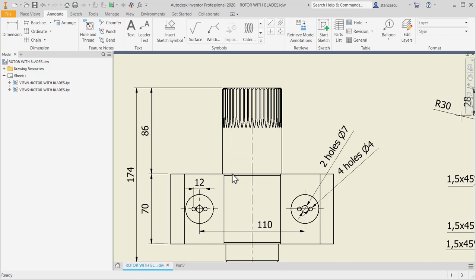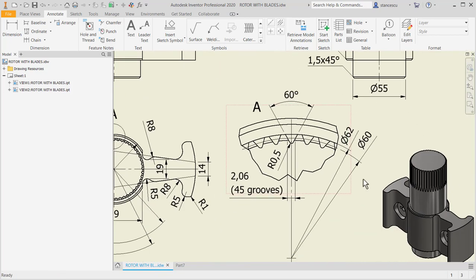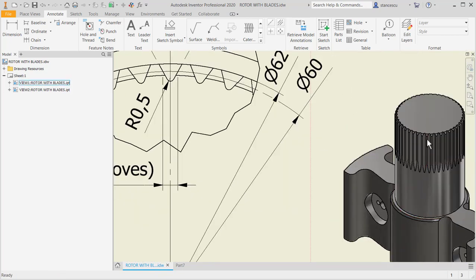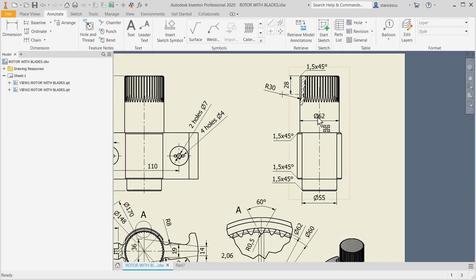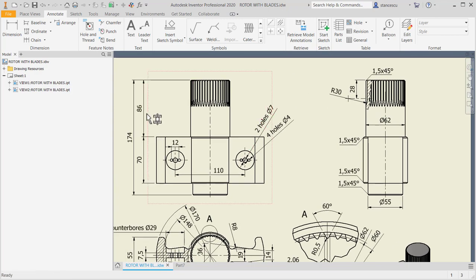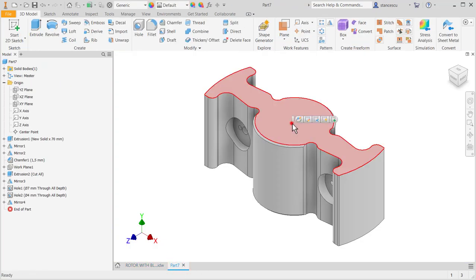We create now an extruded cylinder with a diameter of 62 up, with a length of 86, and another one down of 55, with the length difference between this 174 minus 86 minus 70. Let's do this.